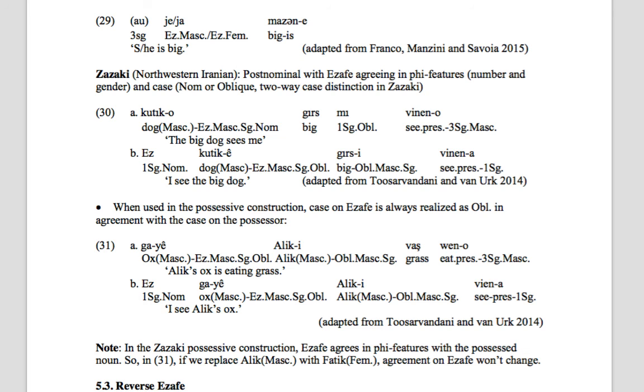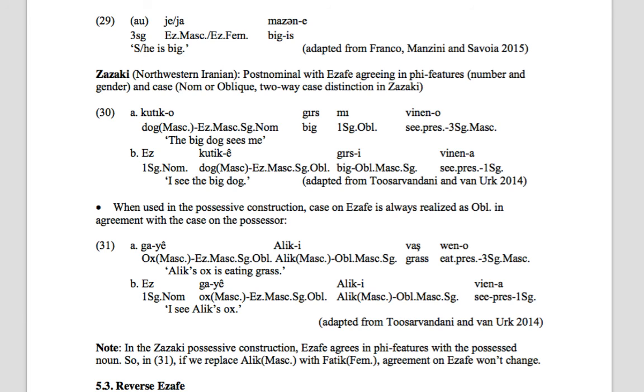Interestingly, when it's used in the possessive construction, then you only get oblique. Okay? Even if you put it in a nominative position, you get oblique. And that's because the case on the possessor is oblique. So it agrees with that. So sorry, on the possessor, of course, this is oblique, right? So if you look at 31A and 31B, you can see that there's oblique regardless of that.